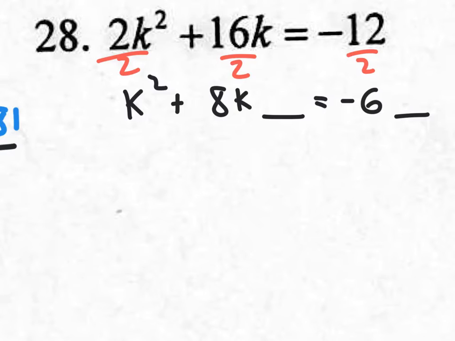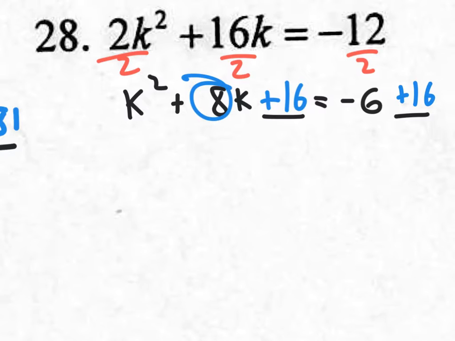So how am I going to find this perfect c value right here? Half of b and then square it. So what is half of 8 and then square it? So I really have plus 16 right here. And of course, this equation is no longer balanced if you add 16 over here. You also need to add 16 over here.